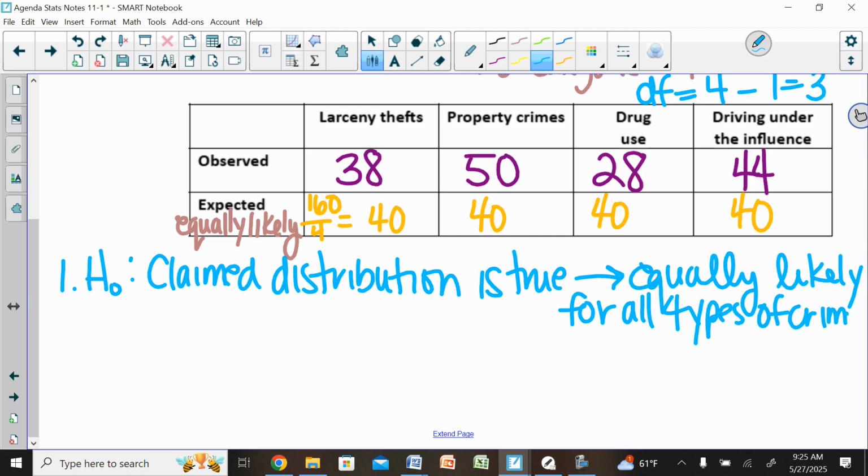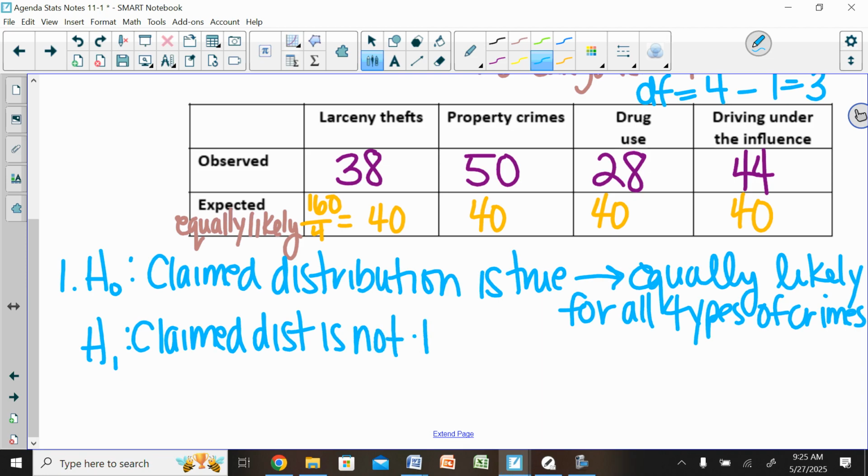Once I write this out once for H sub O, I don't necessarily need to write it out a second time. So I'm just going to say the claim distribution is not true. I'm trying to stick to my H sub O and H sub 1. But what does that mean in terms of this? Well, if the claim distribution is not true, that means that they are not equally likely. There is a difference in proportion. There is a difference for types of crime.